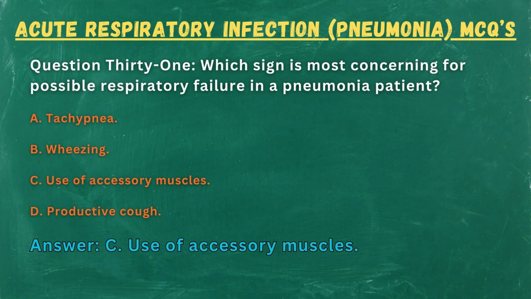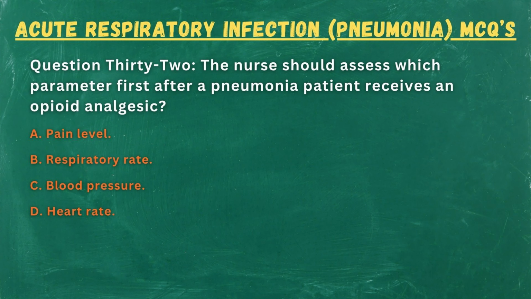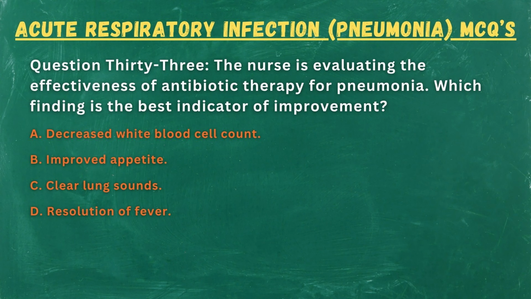Answer. C. Use of accessory muscles. Question 32. The nurse should assess which parameter first after a pneumonia patient receives an opioid analgesic? A. Pain level. B. Respiratory rate. C. Blood pressure. D. Heart rate.